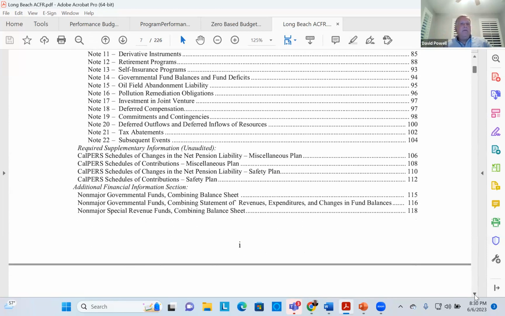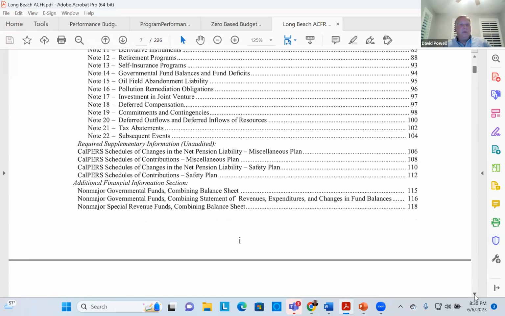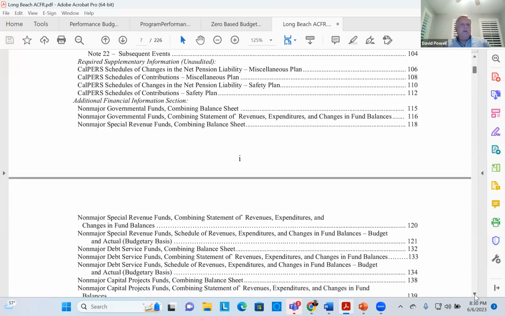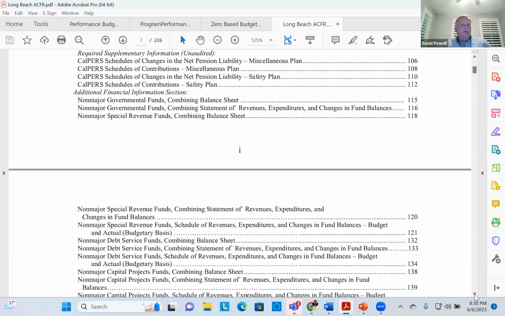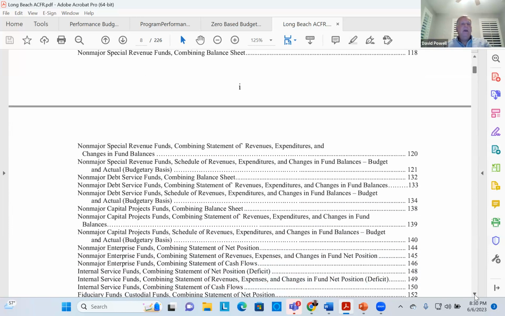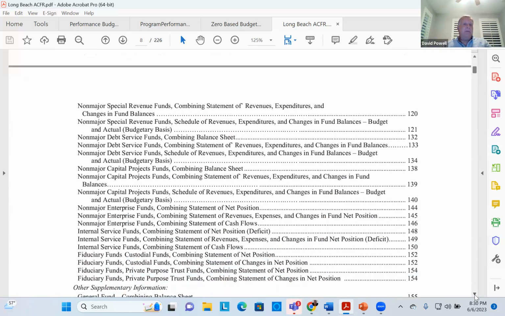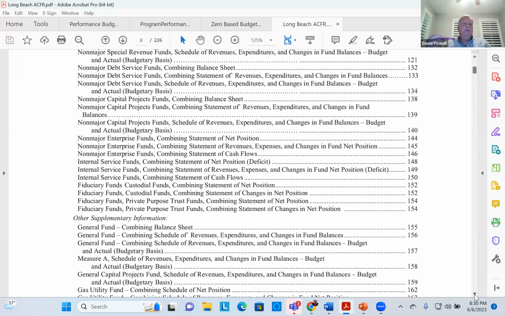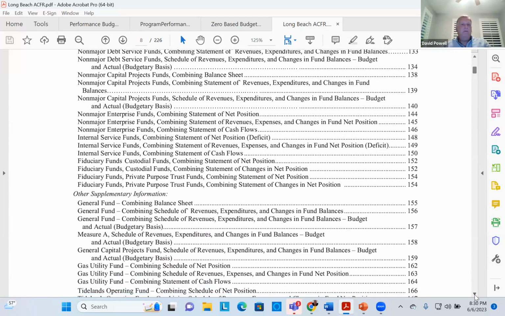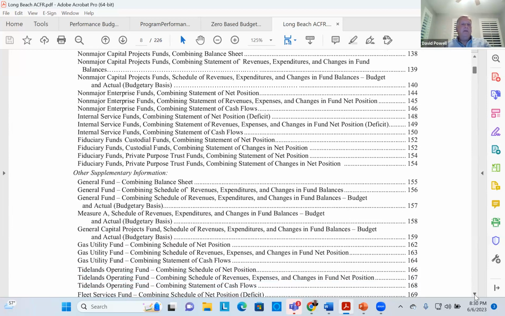So required supplemental information, you've got your CalPERS schedule of changes, a lot of CalPERS information there. Additional financial information section, some non-major governmental funds, what's called a combining balance sheet, where you start to put different types of funds together. Non-major governmental funds, again, combined together because it's a balance sheet. And you can see then debt service funds, capital projects funds, enterprise funds, other fiduciary funds for private purposes. So again, this is all the tables. This is all the specific dollar by dollar information on all those different funds.